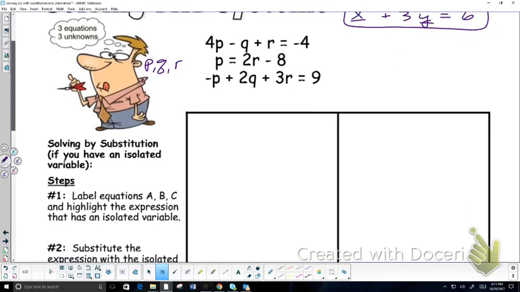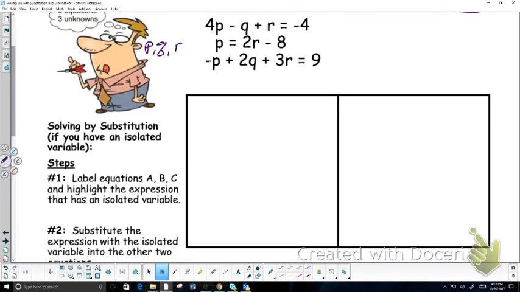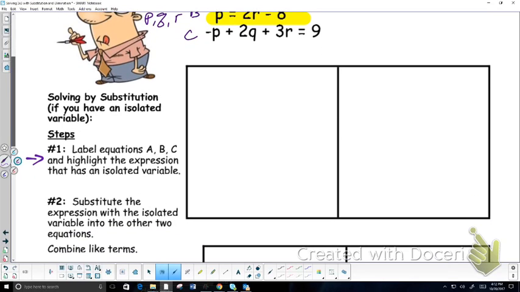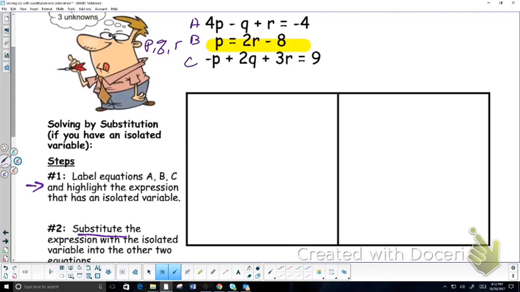I've set this up so that you can kind of see how it works in a step-by-step scenario. So what I want to start off by doing is labeling. We're going to have A, we're going to have B, and we're going to have C. Given those 3, I then want you to highlight the one that has the isolated variable. Okay? That would be our step 1 right here. Step 2 says to substitute the expression with the isolated variable, in other words, our highlighted one, into the other equations. And then after that, we're just going to combine like terms and simplify it.